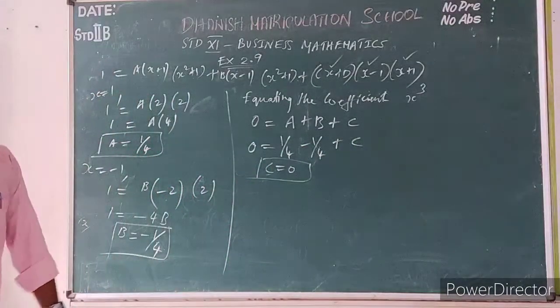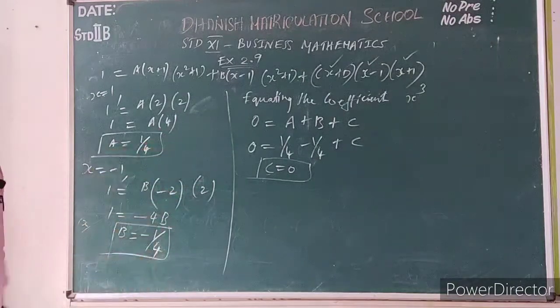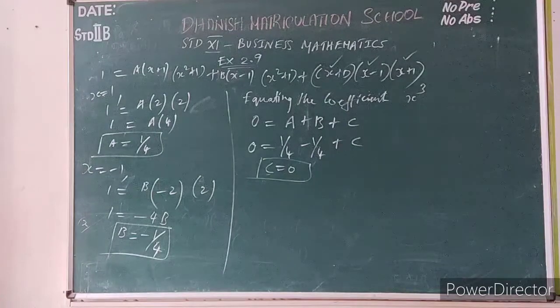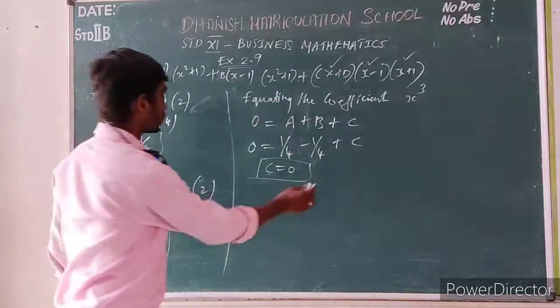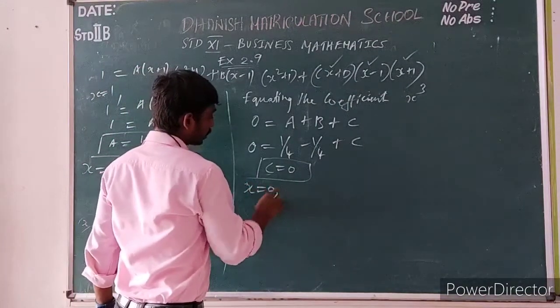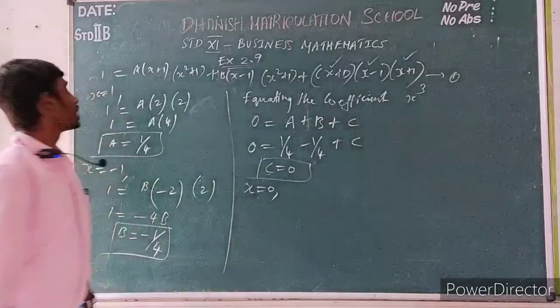So now we are going to substitute the C value into the first equation. Here itself we are getting this one. What is the value? C is equal to 0, so the total term will be 0 here. So now we are going to substitute this one. Now I am going to put x is equal to 0 in this first equation.